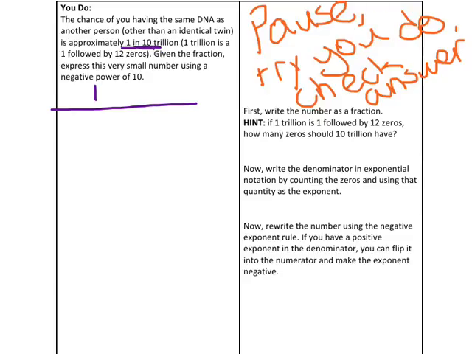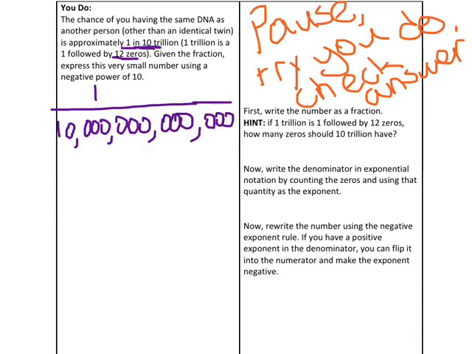On the bottom, in the denominator, I know that I should have a 1 followed by 13 zeros, because if 1 trillion has 12 zeros, 10 trillion is a 10, with 12 zeros after it. 2, 3, 4, 5, 6, 7, 8, 9, 10, 11, 12. So if the 10 has 12 zeros after it, that makes a total of 13 zeros. 1, 2, 3, 4, 5, 6, 7, 8, 9, 10, 11, 12, 13. That means I have 1 over 10 to the 13th power.